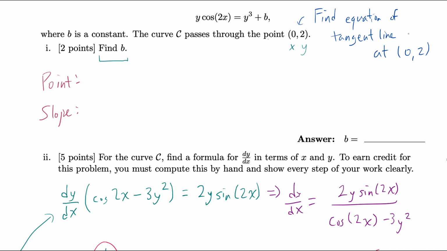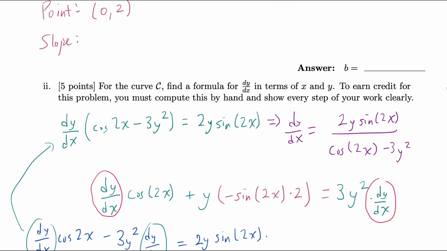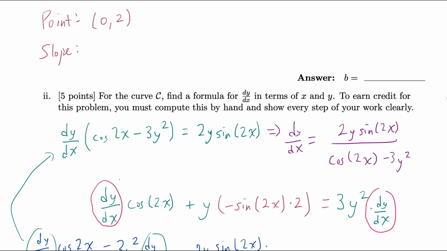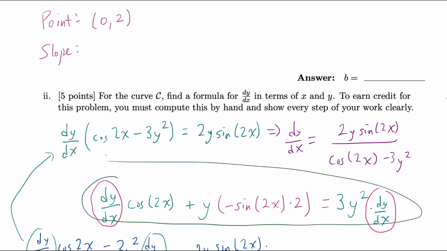So what is the point? Well, the point they literally tell you. So the point is (0, 2). And let's say we also want to find the slope. Well, slope is dy/dx, and we know the expression for dy/dx. But let me mention one thing. If the problem was phrased so that you just had to find the equation of the tangent line, then obviously you do have to do some implicit differentiation. If you don't differentiate with respect to x on both sides to get this, then obviously you're not going to get the slope.